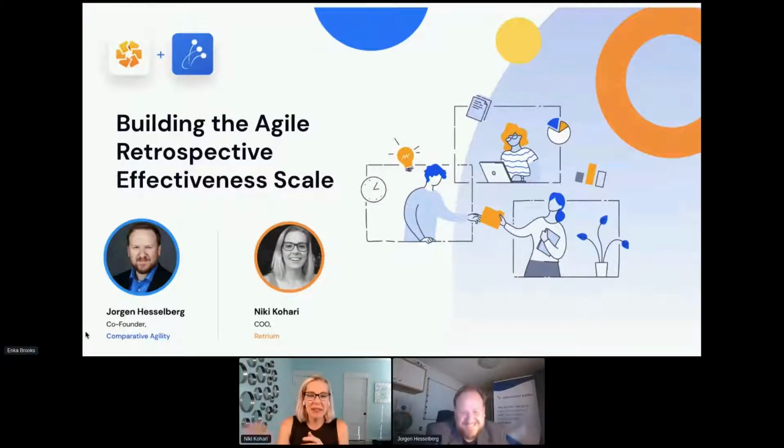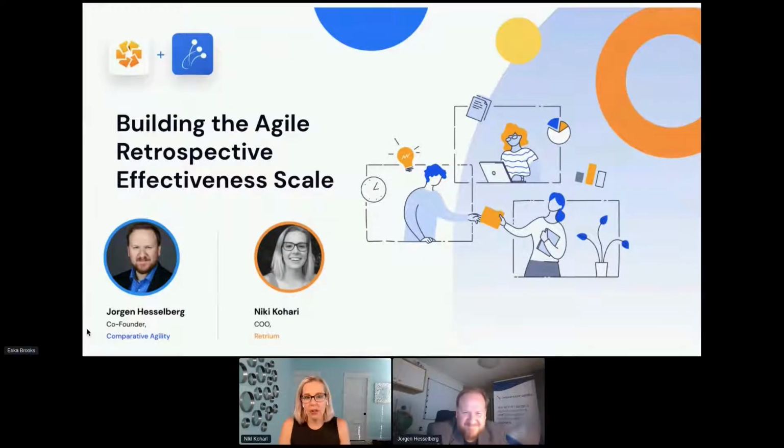So along with the team at Comparative Agility and with feedback from the retrospective community, I used my background in organizational psychology, team and executive coaching, as well as Agile, of course, to build the Agile Retrospective Effectiveness Scale, which we call ARES for short. And we're so excited to take you on an in-depth journey of how we built the assessment and where we go from here. And so today, we're going to talk about four things.